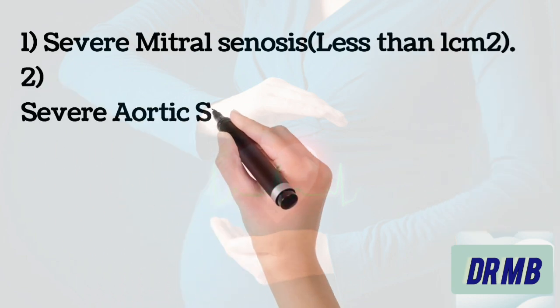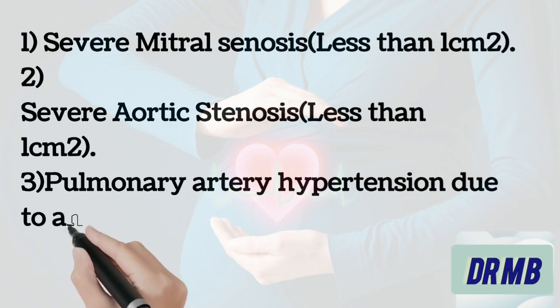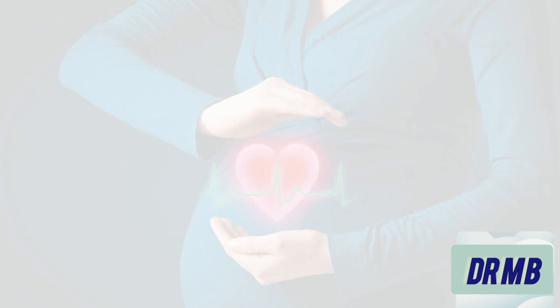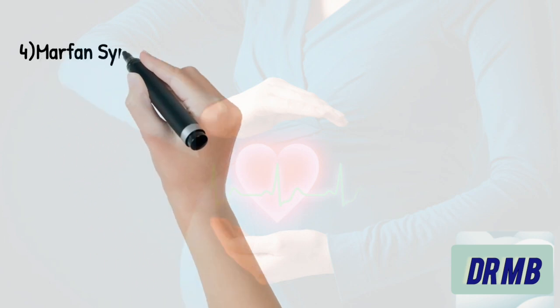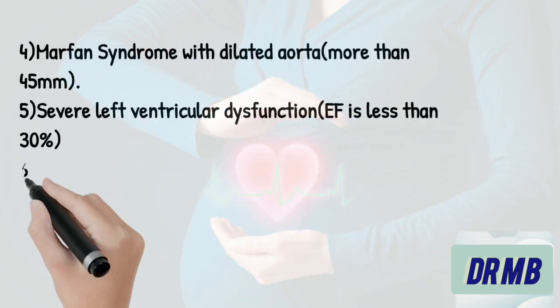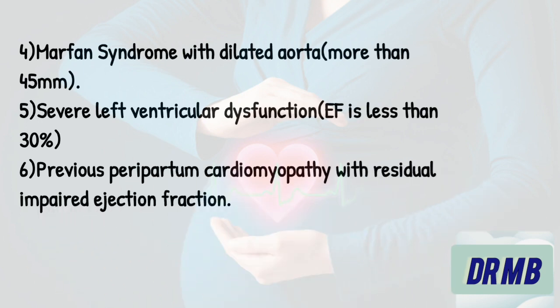1. Severe mitral stenosis in which the valve area is less than 1 cm square. 2. Severe aortic stenosis in which the valve area is less than 1 cm square. 3. Pulmonary artery hypertension due to any cause. 4. Marfan syndrome with dilated aorta more than 45 mm. 5. Severe left ventricular dysfunction in which the ejection fraction is less than 30%.